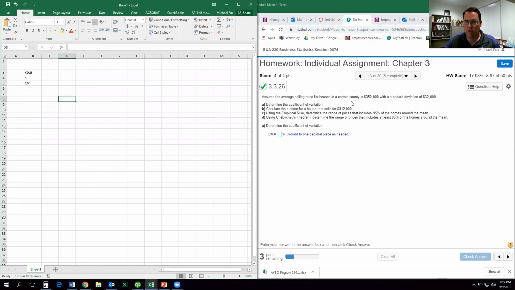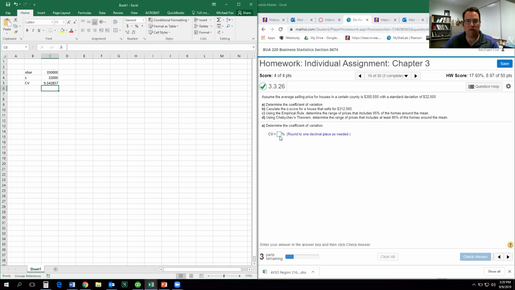Anyway, so this one gives us the mean or the average selling price, and it gives us the standard deviation. So our X bar or our mean is 350,000. And our standard deviation is 32,000. So the first thing it wants us to do is to determine the coefficient of variation. Once you know the formula, it's pretty easy. Coefficient of variation is equal to the standard deviation divided by the mean times 100.